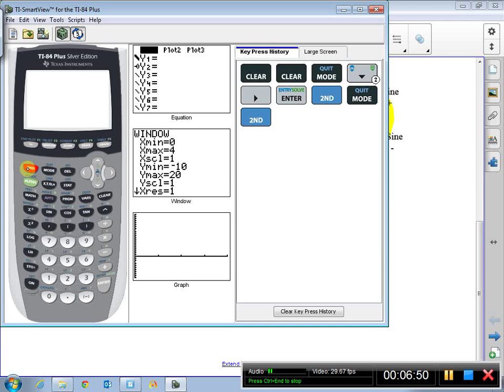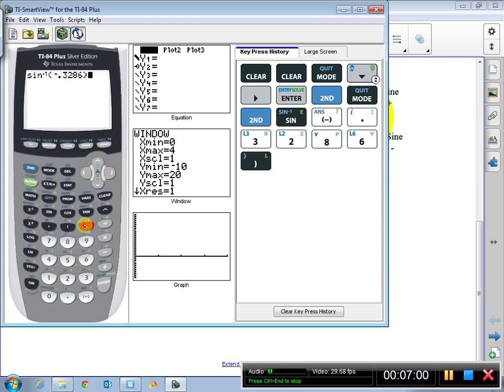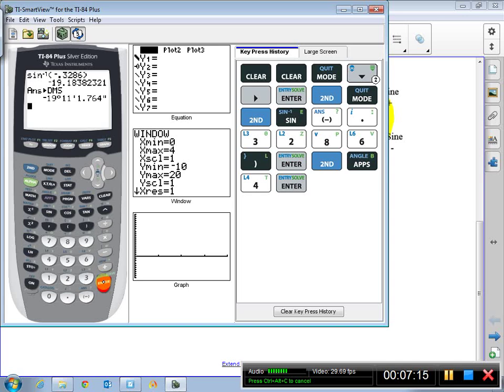So second sine, -0.3286. And we have -19.18 degrees. Let's also practice our DMS. Let's get that in degrees and minutes. So to the nearest minute, -19 degrees, 11 minutes.